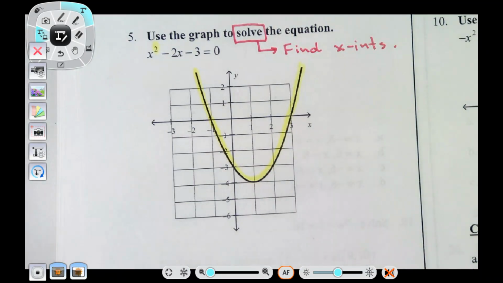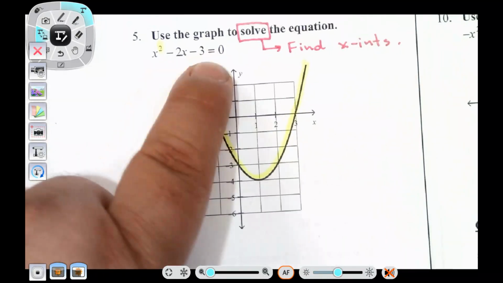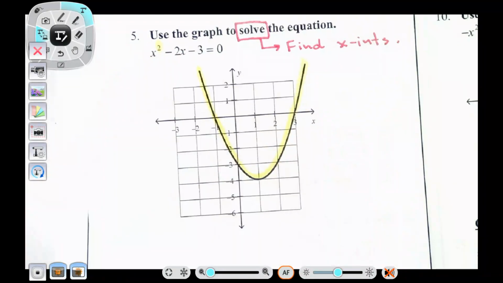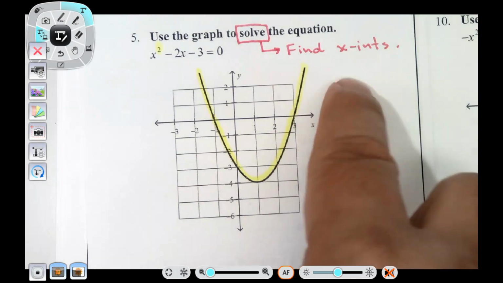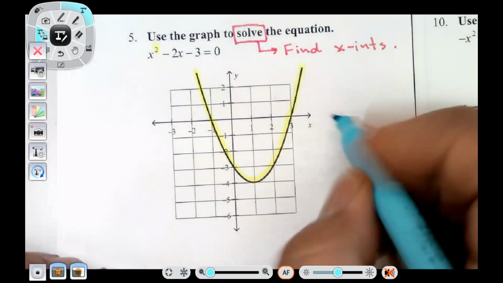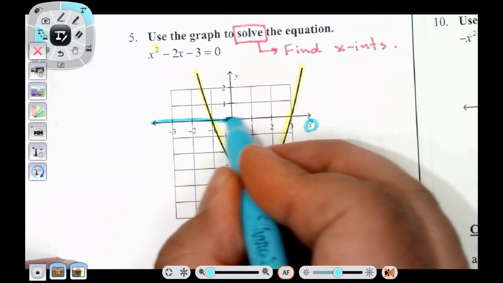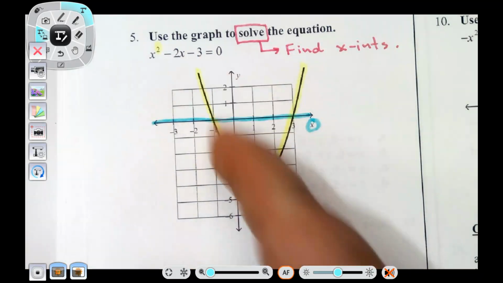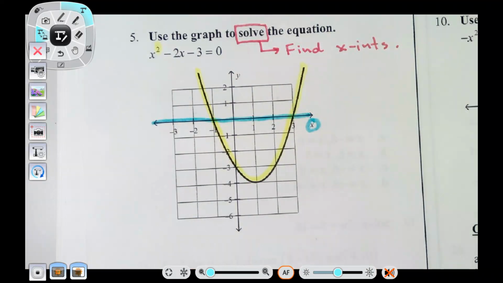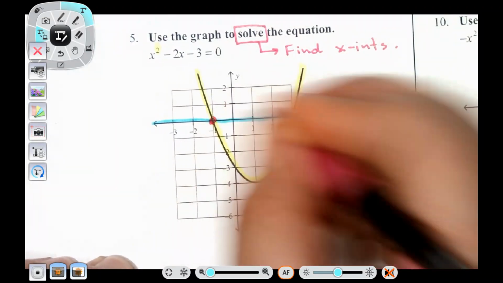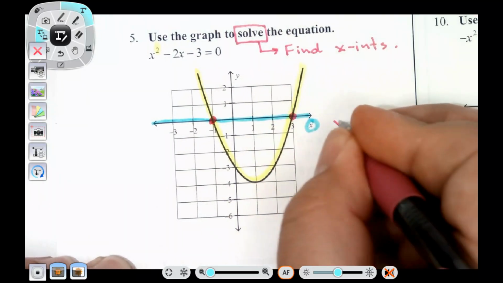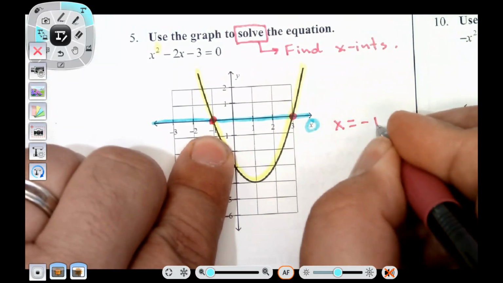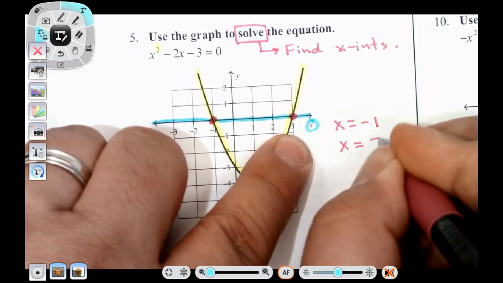So I could do this 2 ways. Number 1, I can factor this, or I could use the quadratic formula. I have the space at the bottom. But why waste our time doing that? If you look at the problem, they said, tell me what the x-intercepts are. Well, here's the x-axis. So how many times does my parabola in yellow touch the x-axis? Twice. Which means I have 2 answers for this problem. So just like that, I'm done. Look, x equals -1 and x equals 3.